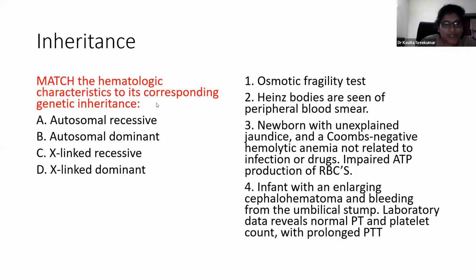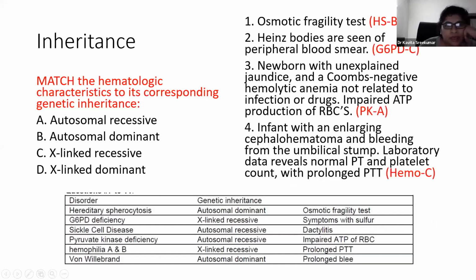All right, so you all have given multiple answers, I think most of them are right. So none of these would be X-linked dominant. So there is no common hematological disorder which is X-linked dominant, right? So let's see, I'll show you the slide. So osmotic fragility is a test that you do for hereditary spherocytosis. And the common inheritance can be autosomal recessive also, but commonly autosomal dominant.